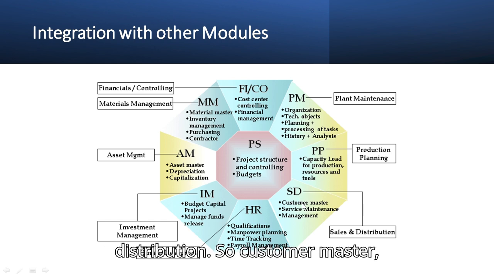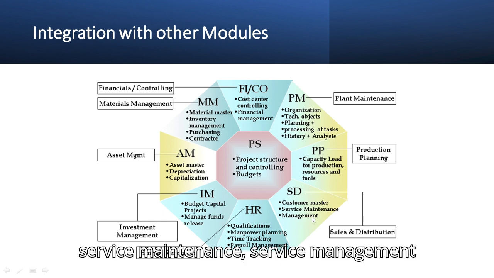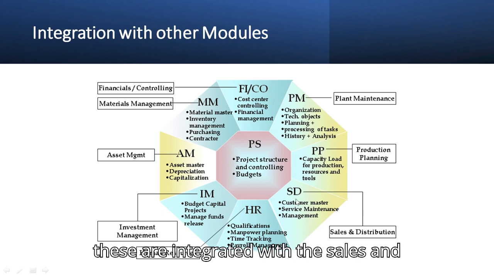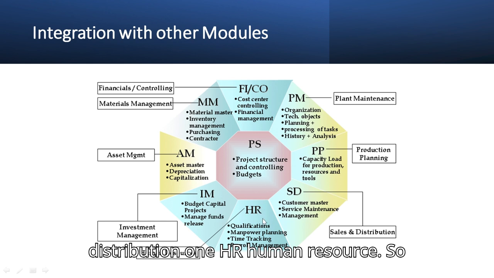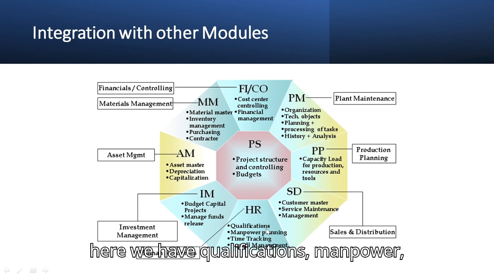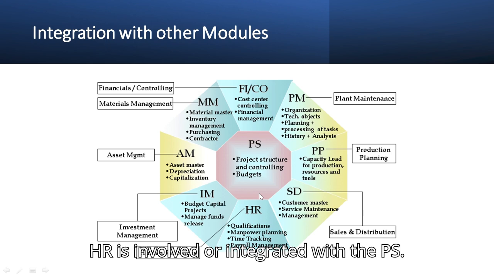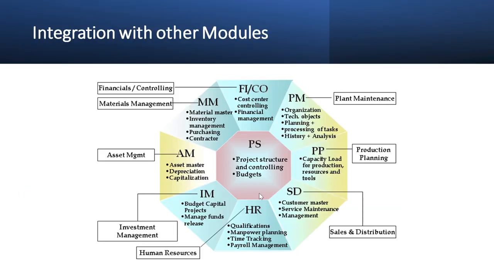Next, sales and distribution. So, customer master, service maintenance, service management. So all these are integrated with the sales and distribution one. HR, human resource. So here we have qualifications, manpower planning, time tracking, payroll management. So this is how HR is integrated with the PS.